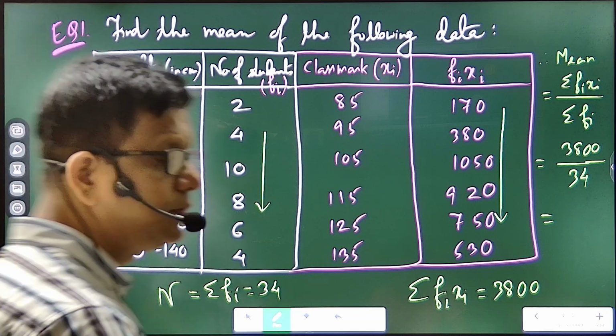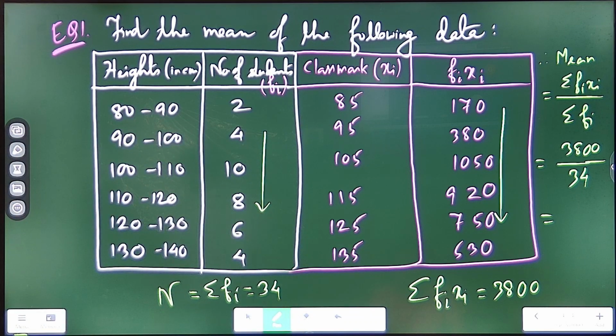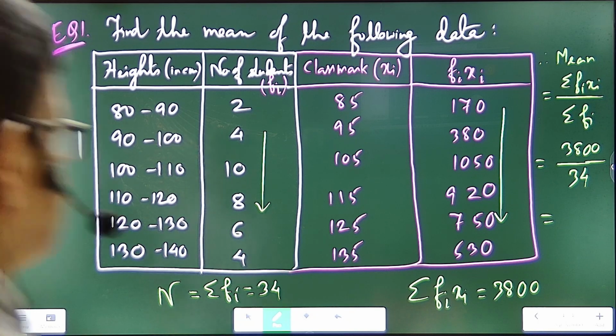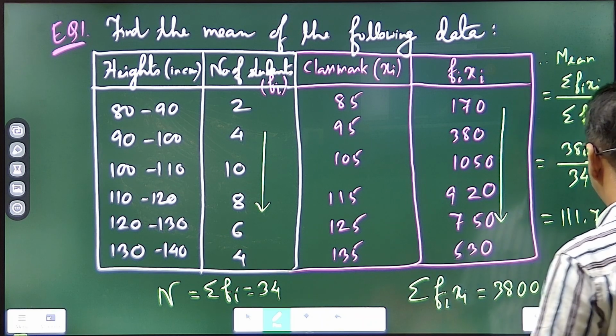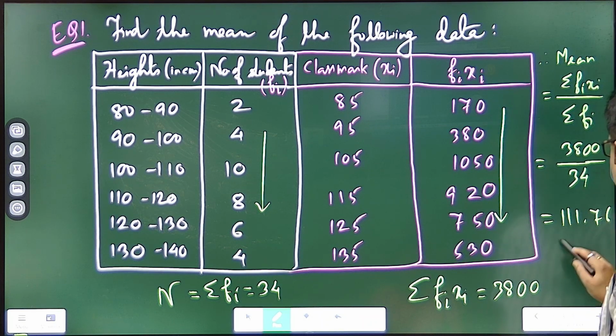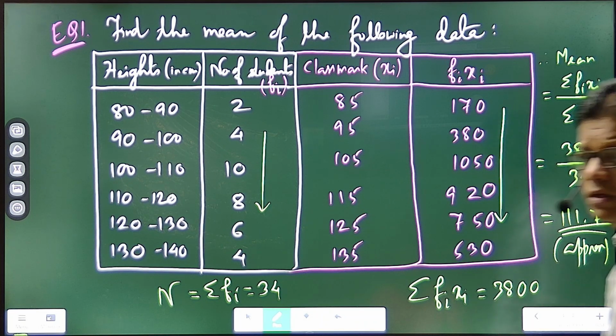What is the answer? Divide, the calculator is for you. 3 point... 111.76. So this is the answer, approximately. It will go on, so you can write approx. Right now in the exam you'll directly get the option. Okay. Is it difficult? Okay.